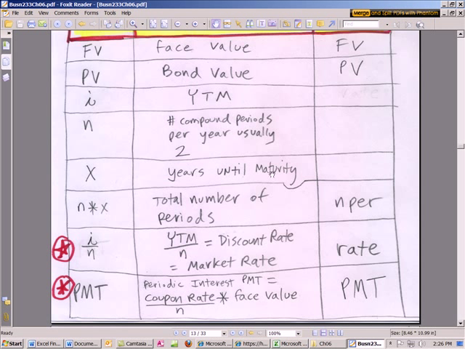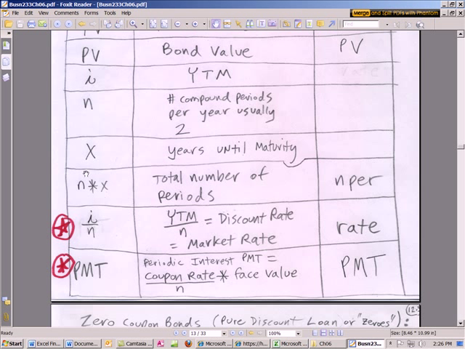X is years until maturity. Total number of periods, we've been doing n times x. That's our NPER. Period rate is the rate in our financial functions. It's always going to be yield to market divided by n. This is the discount rate, or the market rate, or the yield to market, but this is the period rate. We have to divide it by n.